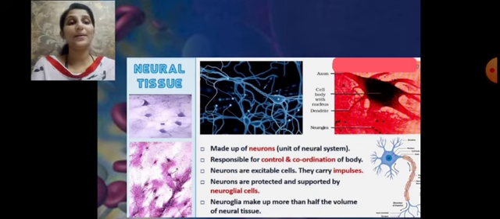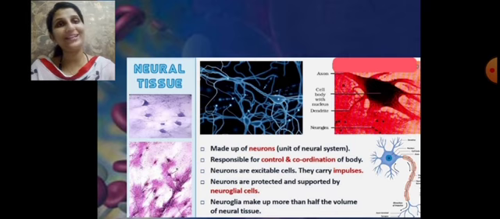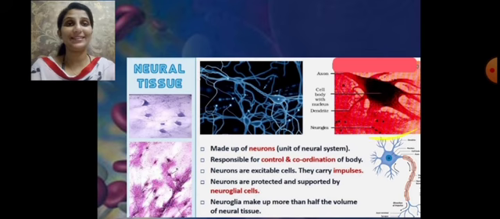The neuroglia make up more than half the volume of nervous tissue, and these cells give protection to the neurons. And we know the shape of the neuron. We have studied it in class 10. It has a cell body or cyton and an elongated axon, which has branches at the end. These are called nerve endings. So this is about the neural tissue, which is made up of the functional unit called neurons, which are excitable cells, and they carry electrical impulses. They are protected by neuroglia cells.